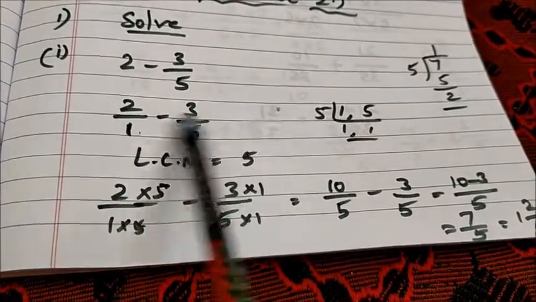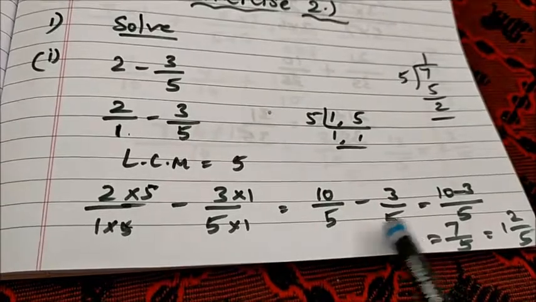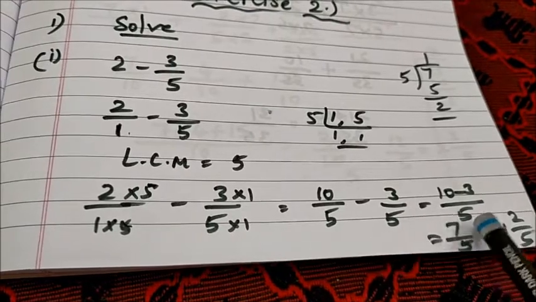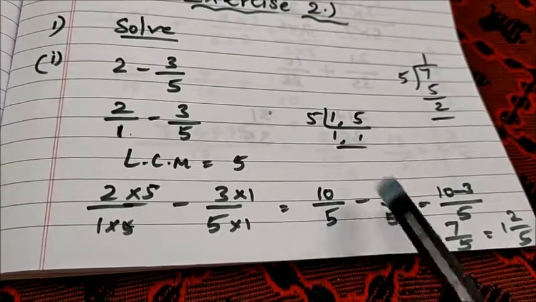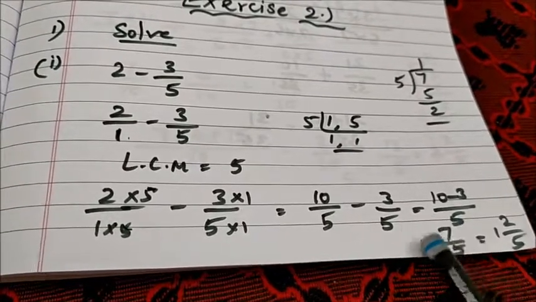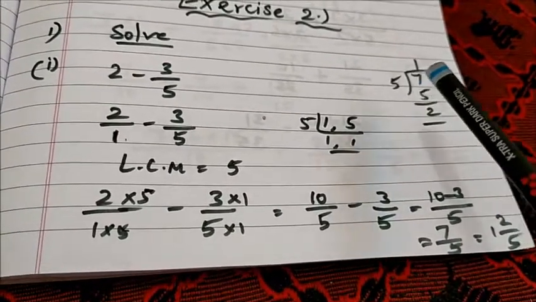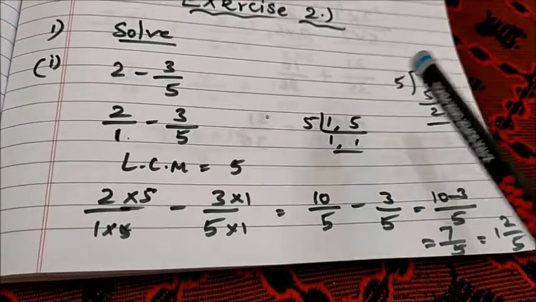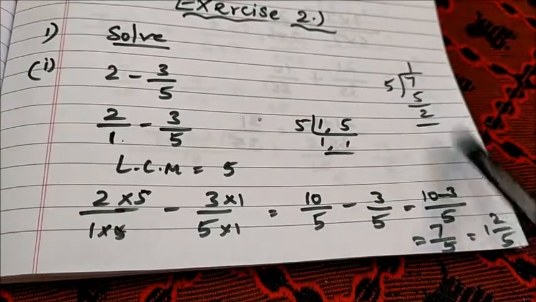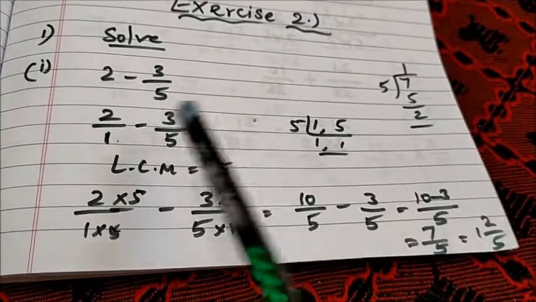Here we convert these two fractions like this. So now the denominators are equal, so we can subtract these two fractions. 5 is common here, right? 10 minus 3 is 7 by 5. This is an improper fraction, so we can write it as a mixed fraction. So what do we do? You divide 7 by 5. 1 5 is 5, remainder 2. So you write quotient, remainder by divisor. So this is the answer of this question.